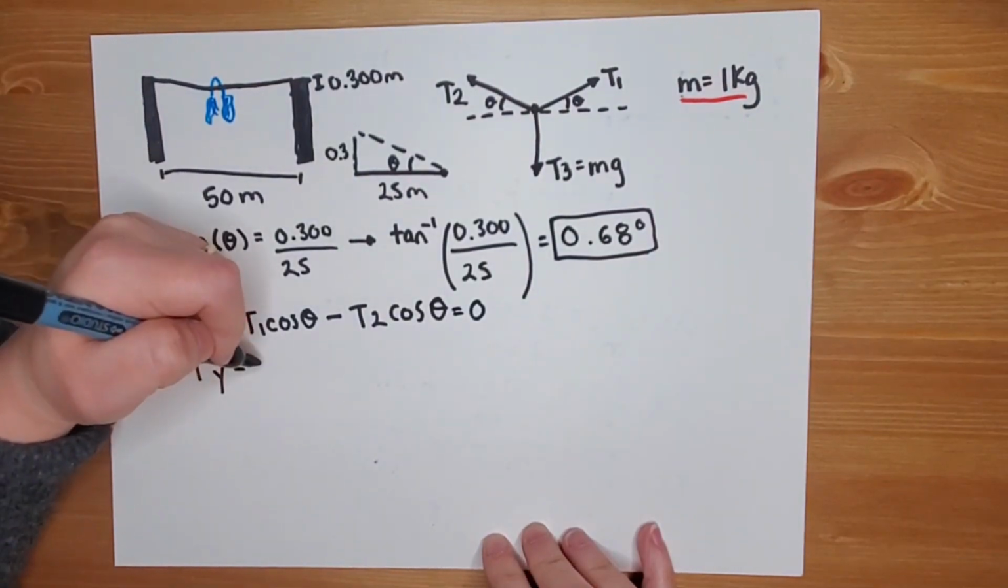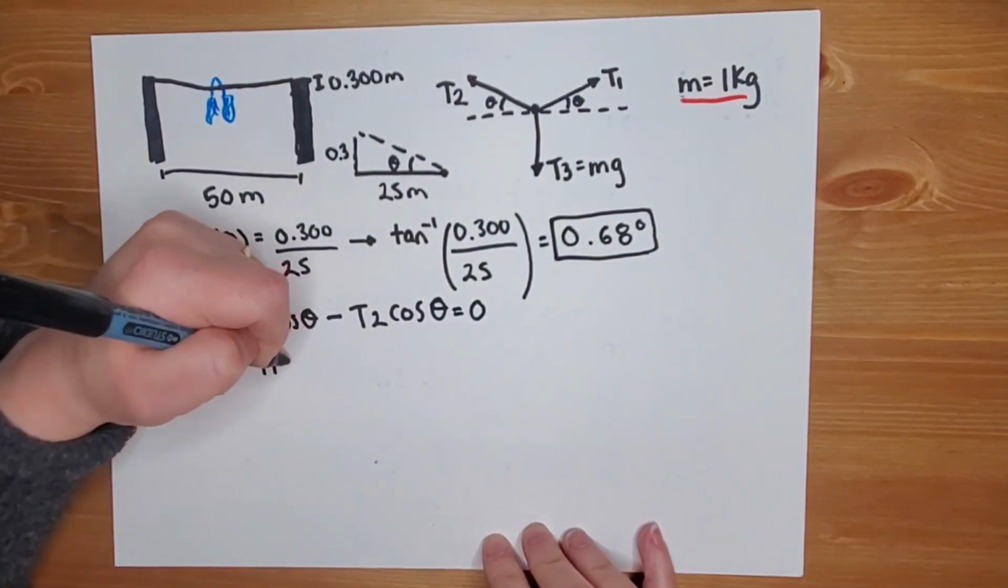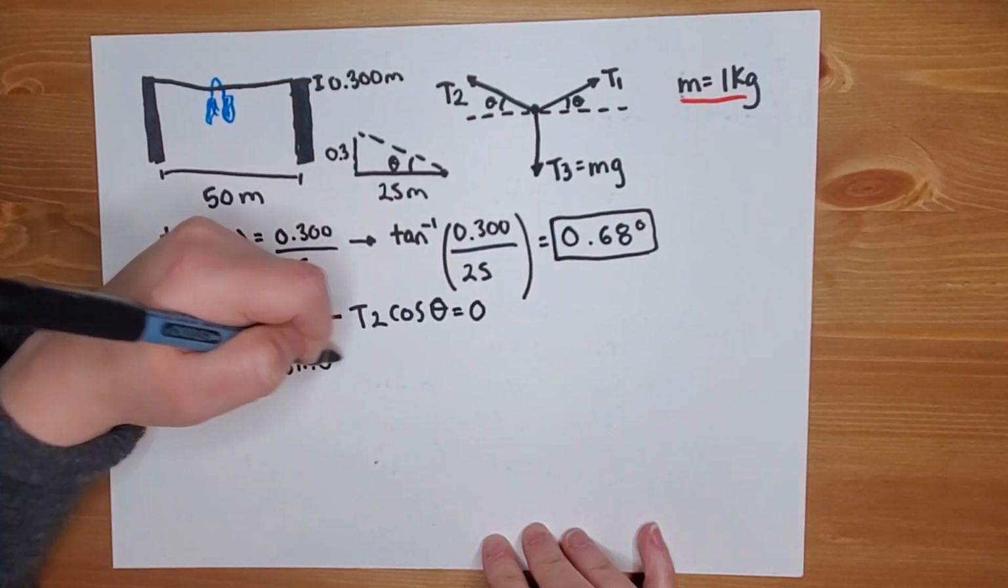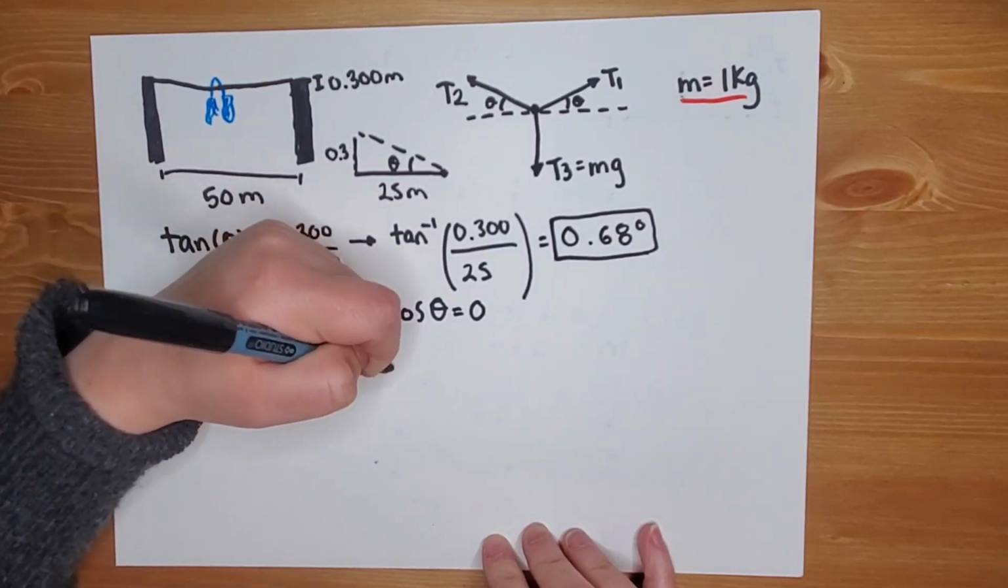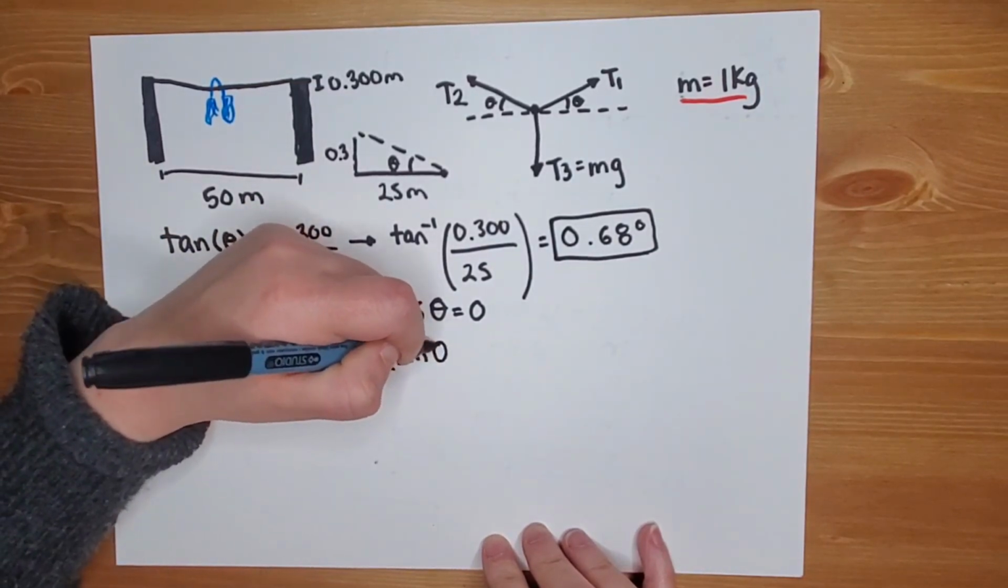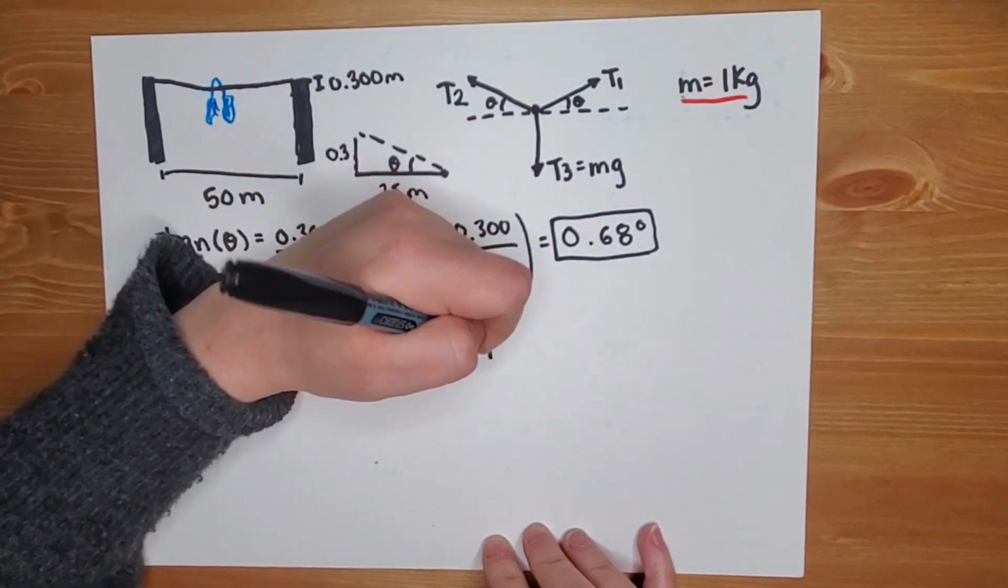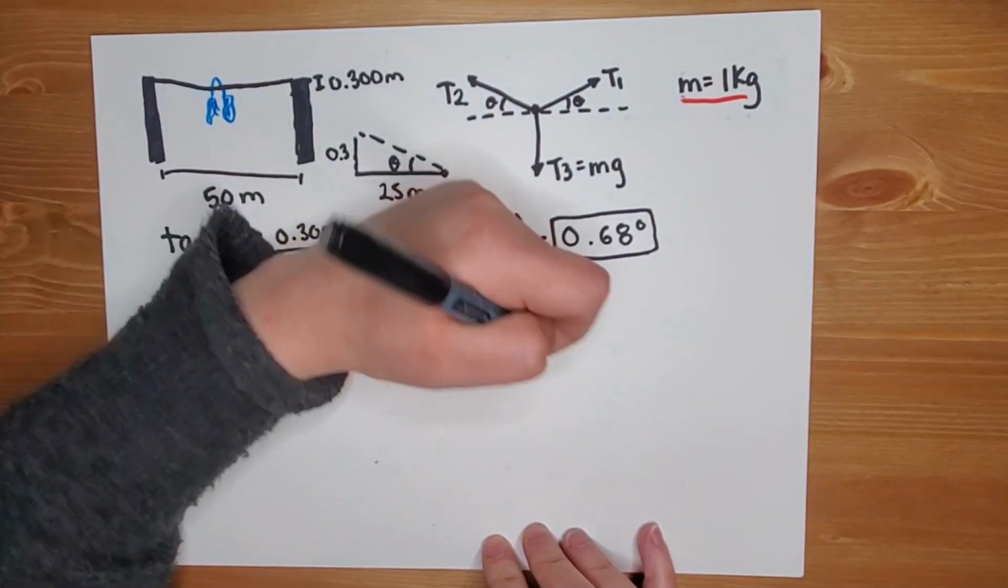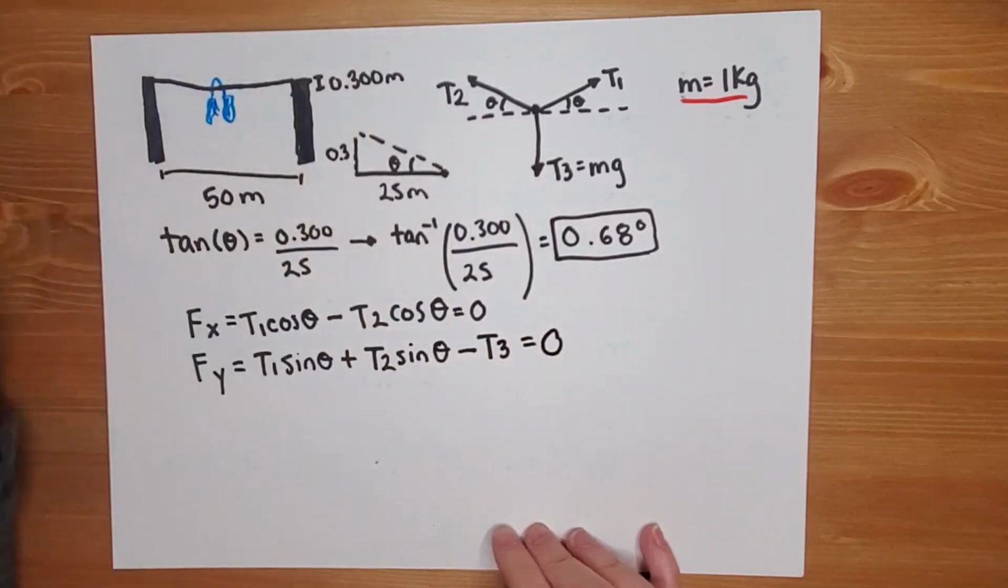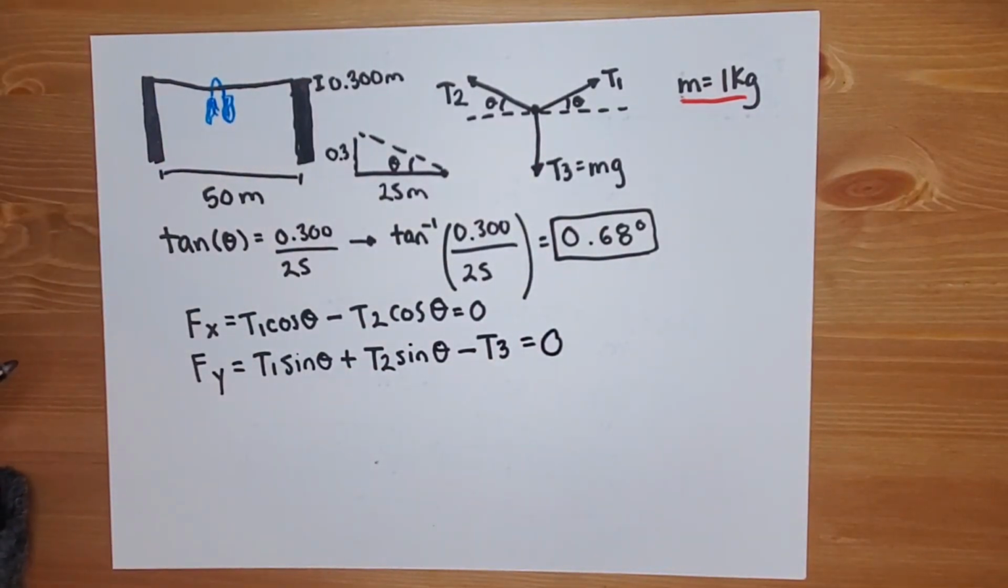For the vertical component, we must do something similar. We know T1 sine theta is the vertical component of T1, and T2 is going to be positive because it is going up as well, so we do plus T2 sine theta. And the weight is minus Fg, which is going down.